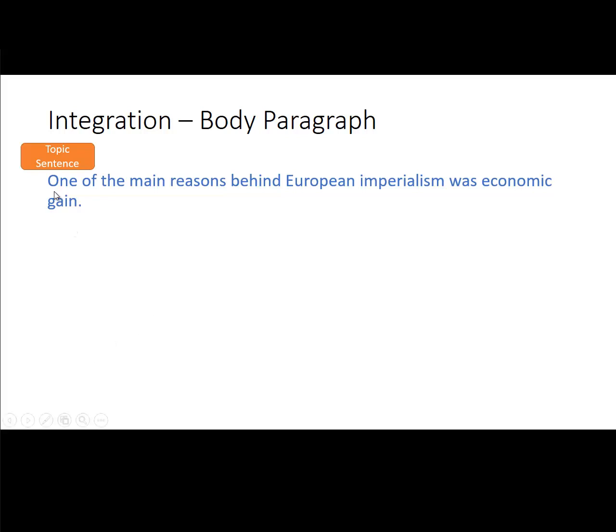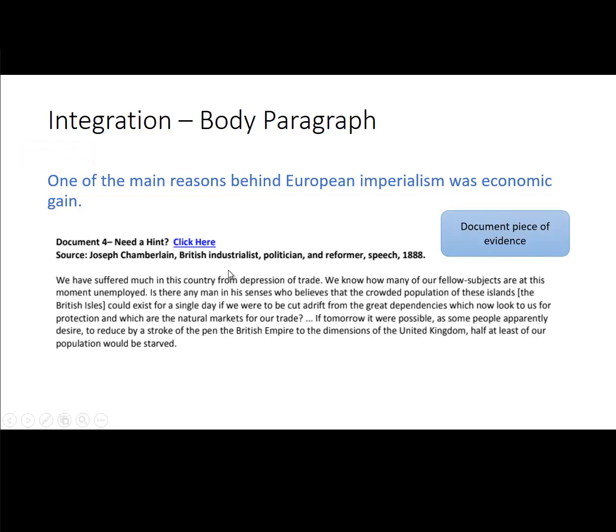I need to introduce that, right? So one of the main reasons behind European imperialism was economic gain. I've introduced it, there's my topic sentence, and now I'm ready to start introducing some of my evidence and analysis. So I look through the documents. Let's say I've chosen document 4 as a piece of evidence.